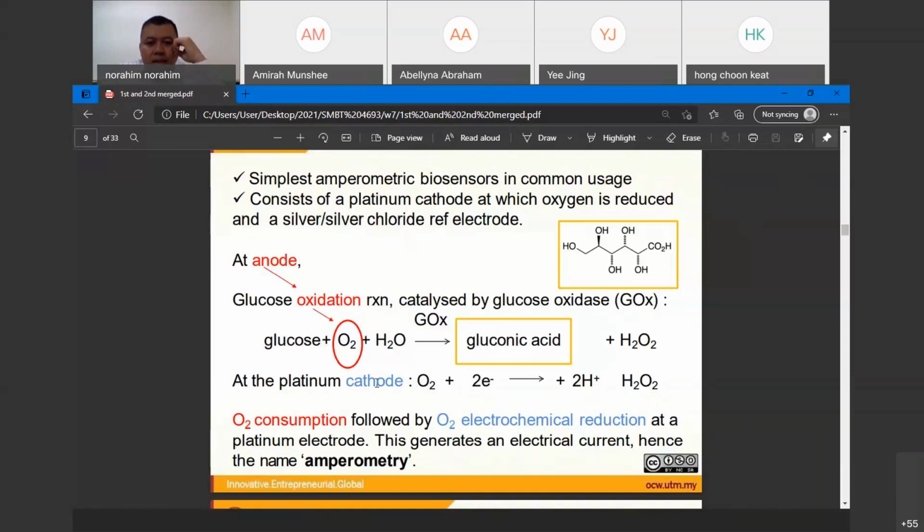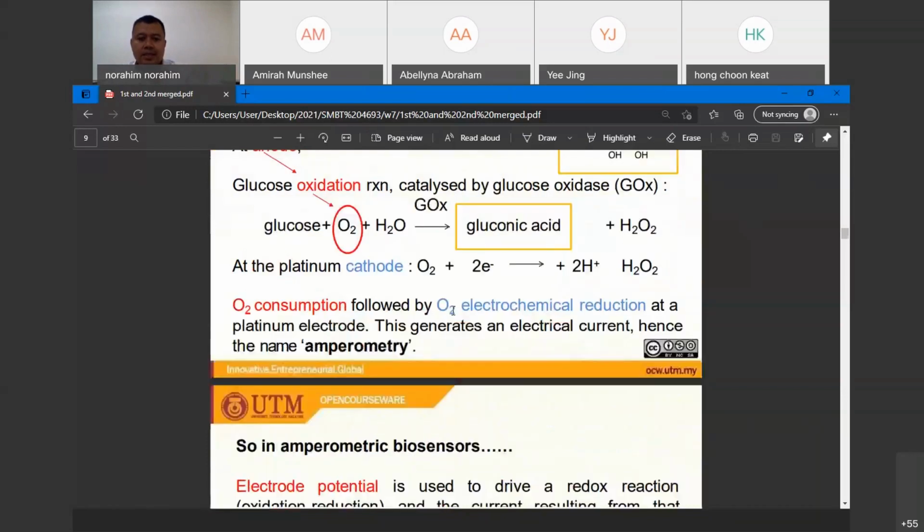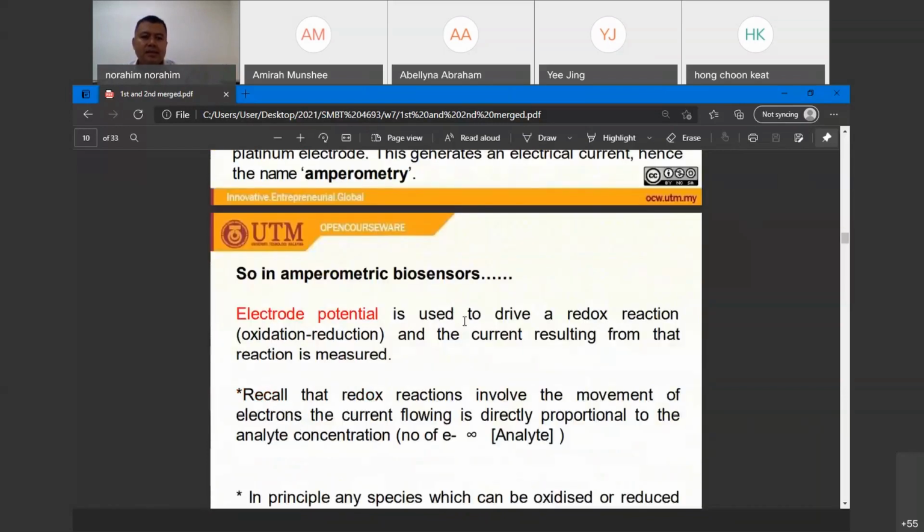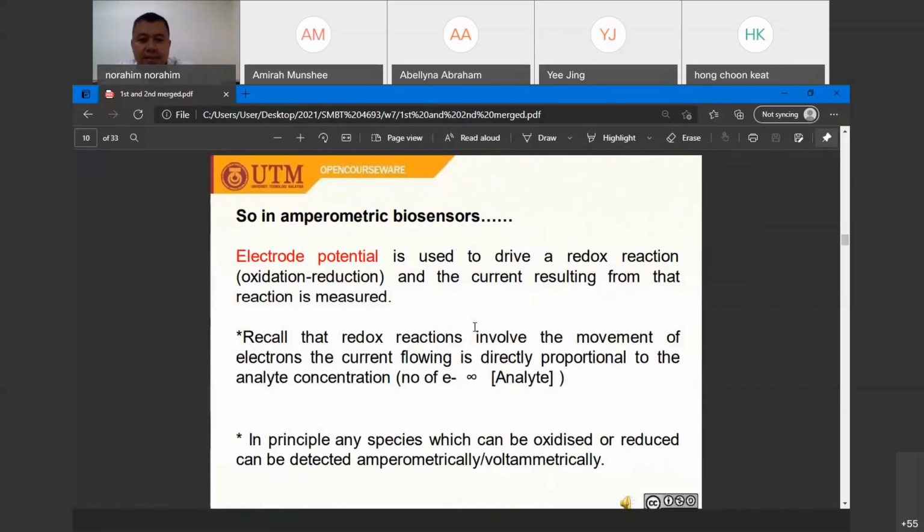So oxygen consumption is followed by oxygen electrochemical reduction at the platinum electrode. This generates an electrical current. That is why we call it amperometric, because we are measuring the current. In amperometric biosensors, electric potential is used to drive a redox reaction, where both oxidation and reduction take place at the same time, and the current resulting from that reaction is measured. So your signal is now in the form of current. Current is measured in what unit? Amps, ampere.